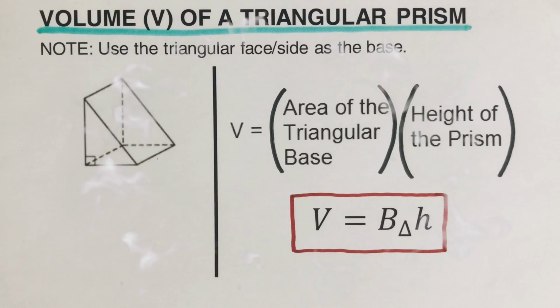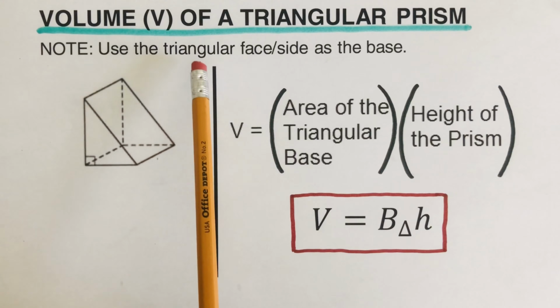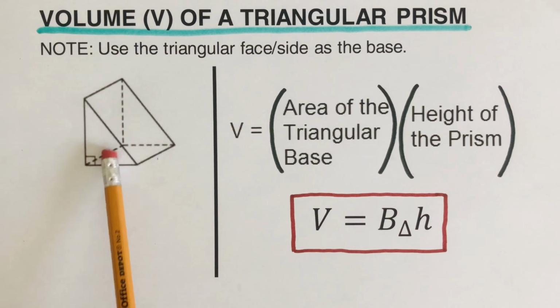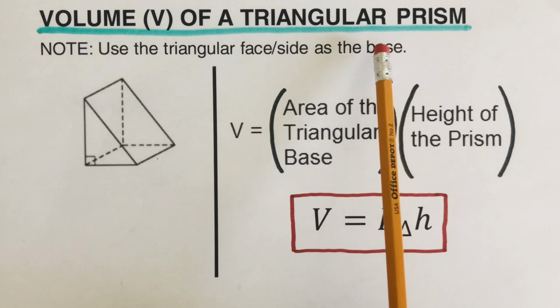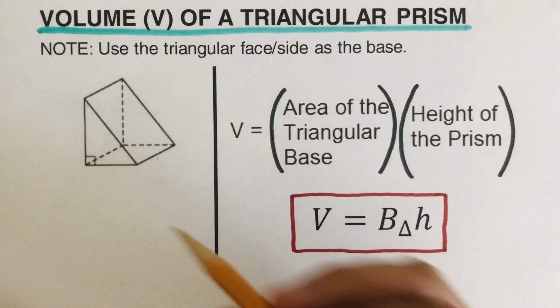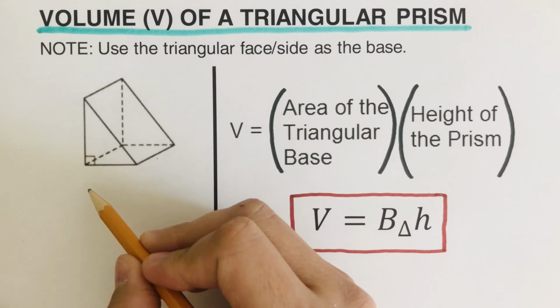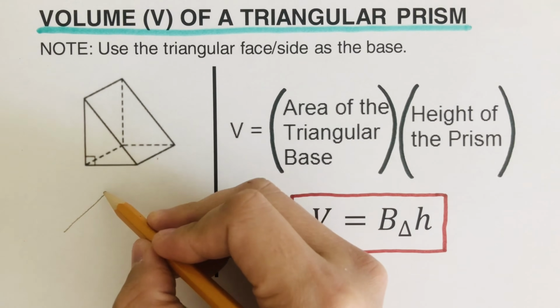Everyone, in this video we are going to determine the volume of a triangular prism. So I have put a little note here that we should remember that we are supposed to use the triangular face or the triangular side of the triangular prism as our base. So in this picture that we have here, it would help if we can draw the triangular prism standing on its triangular base. So if we let it stand this way, we can go ahead and draw it this way.